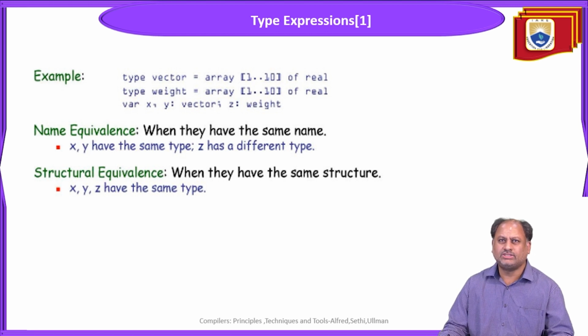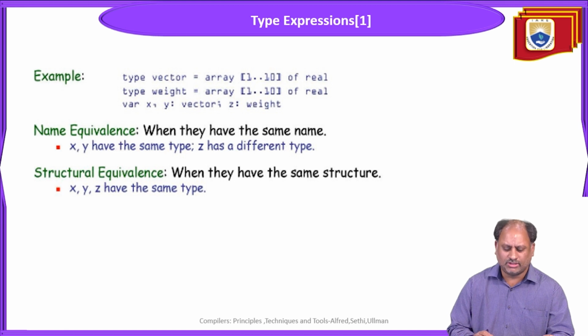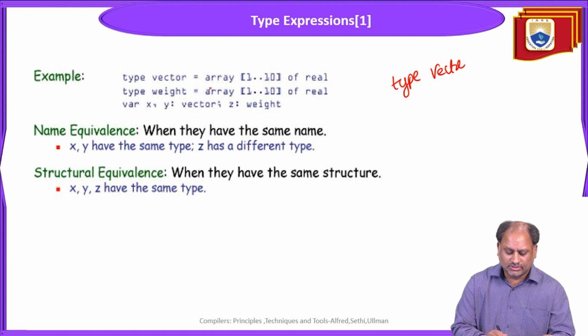Now we'll see another example, whether these are structural equivalent or name equivalent, with one example. That is here. If you observe the type vector, what is the vector type? It is array. Vector is of array. Another type is weight.